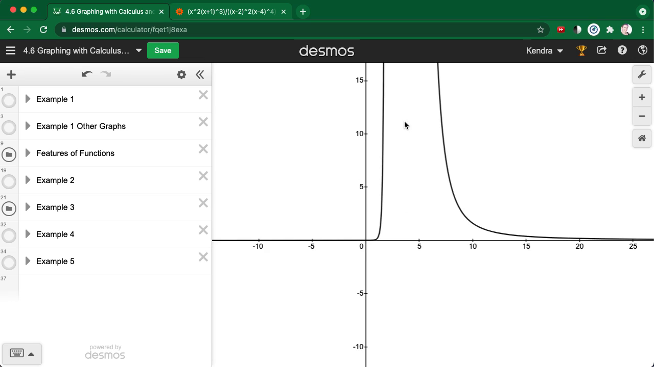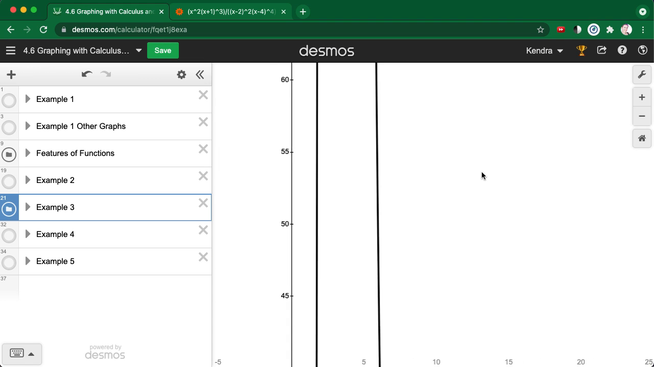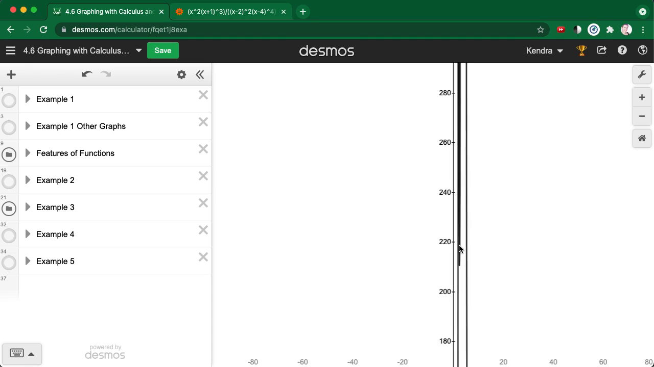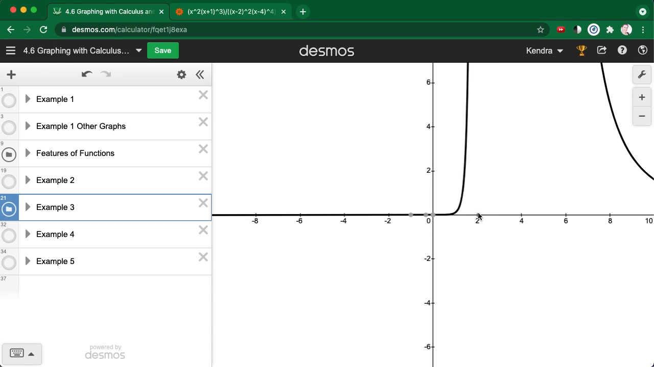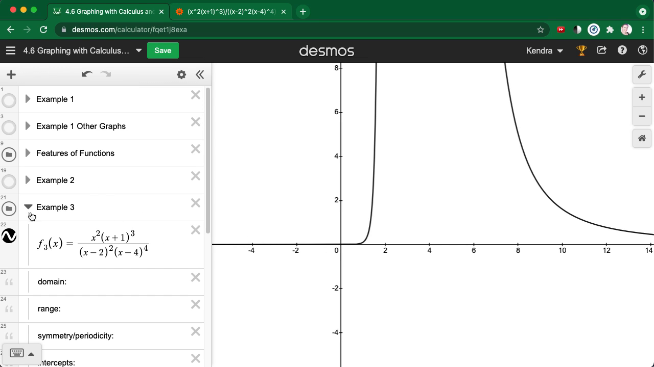It looks like I have some numbers excluded from the domain, maybe around, I don't know what. If I zoom out again, it looks like maybe around x equals 2, I don't know, and maybe around x equals 5. So I found some information there. Let's see if we can get an idea of what this function is doing by looking at the function itself.